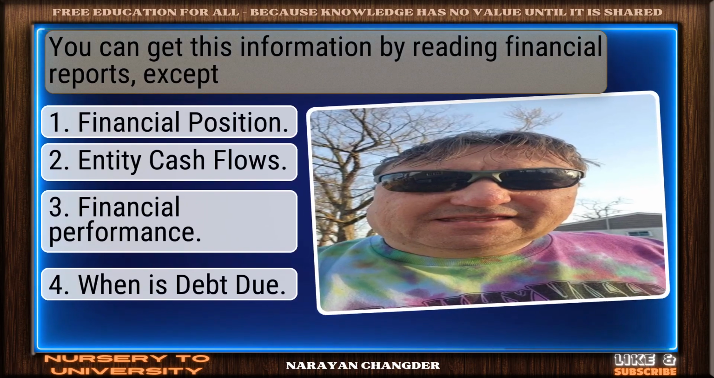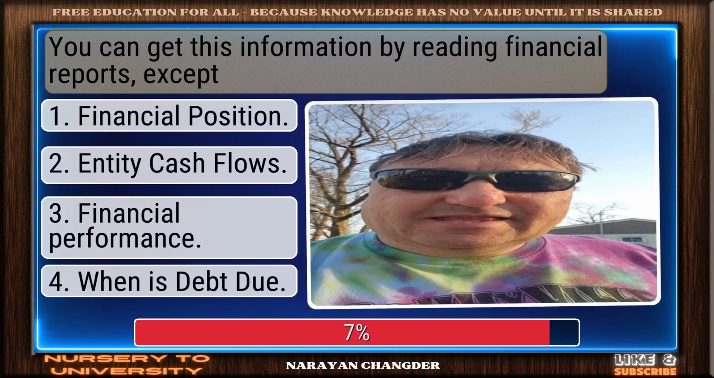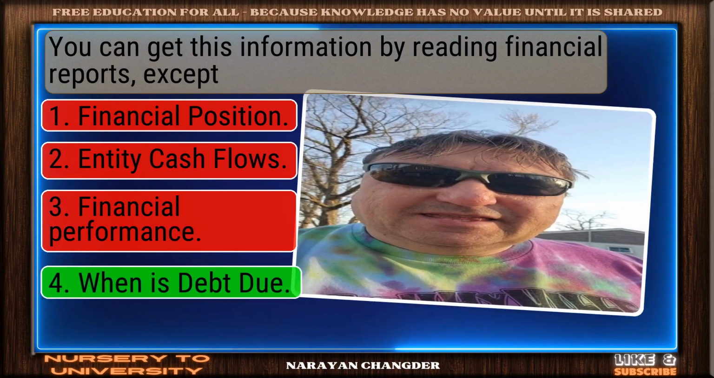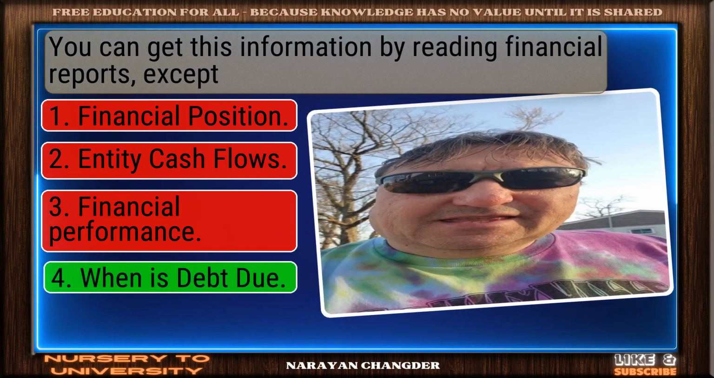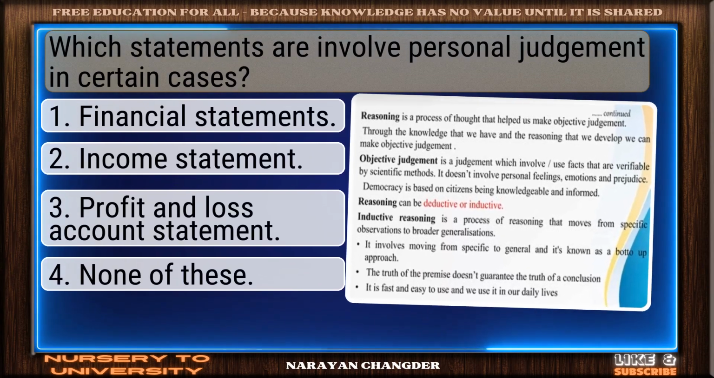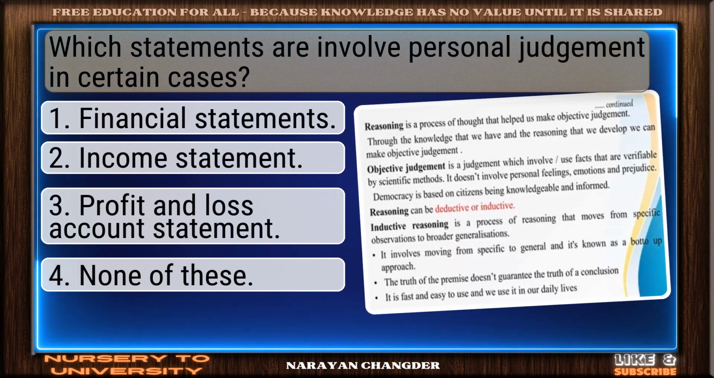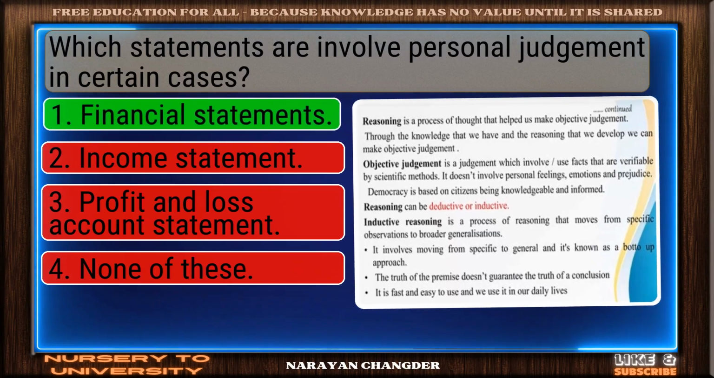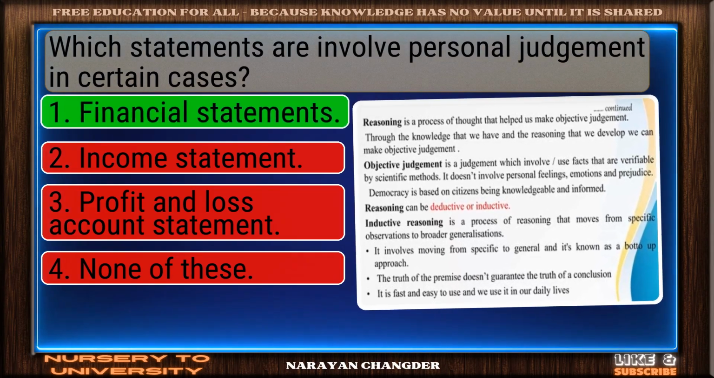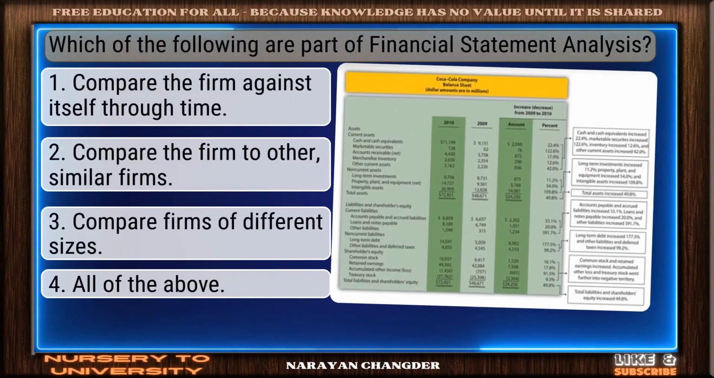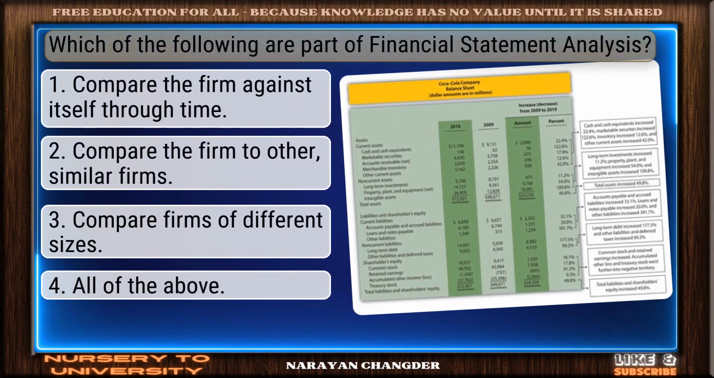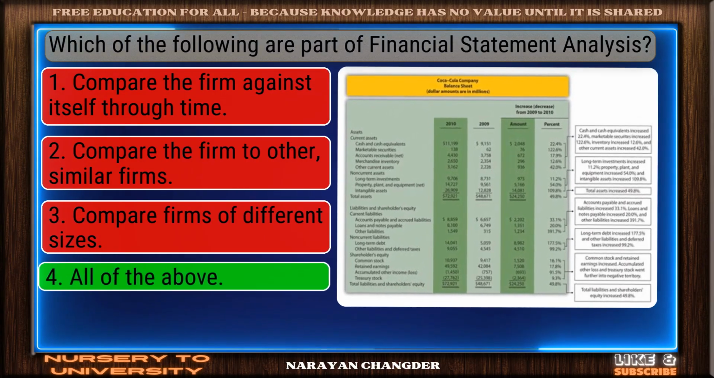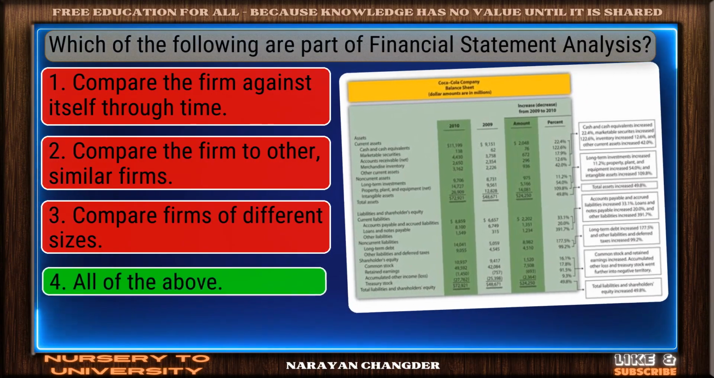You can get this information by reading financial reports, except. You're right. When is debt due is the correct answer. Which statements involve personal judgment in certain cases? Nice work. You chose financial statements, and it is correct. Which of the following are part of financial statement analysis? Nice selection. All of the above is the correct and valid answer.